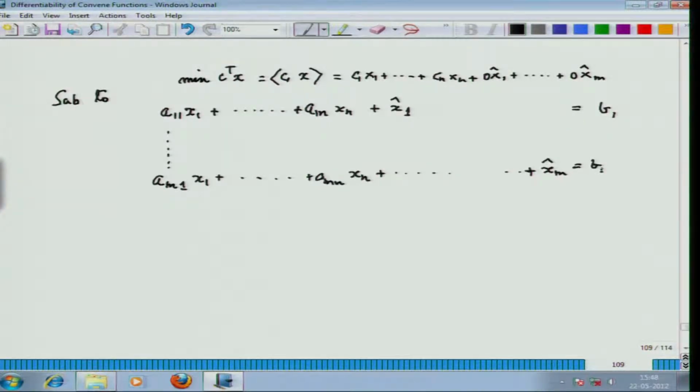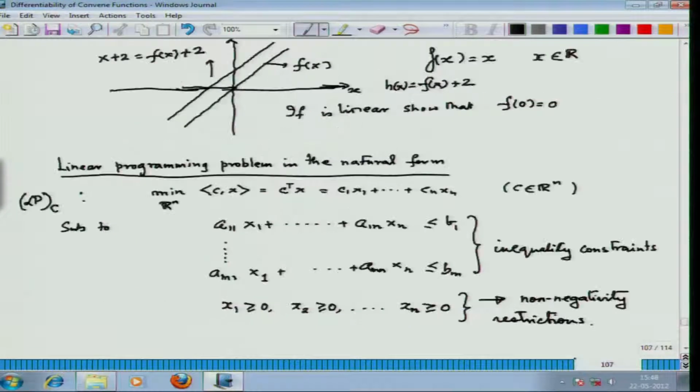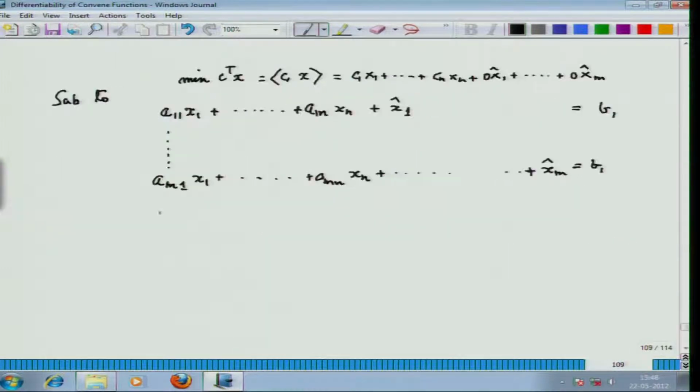So, these variables are slack variables. In the earlier description this was less than or equal to b1. So, if I add a non-negative quantity I can make it equal to b1. So, I have x1 greater than or equal to 0, xn greater than or equal to 0, x1 hat greater than or equal to 0, xm hat greater than or equal to 0. So, these variables are called slack variables.